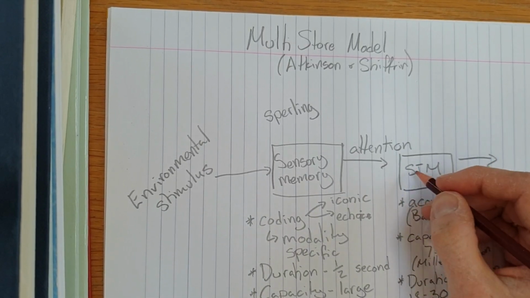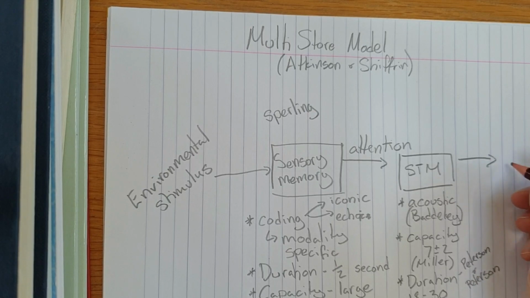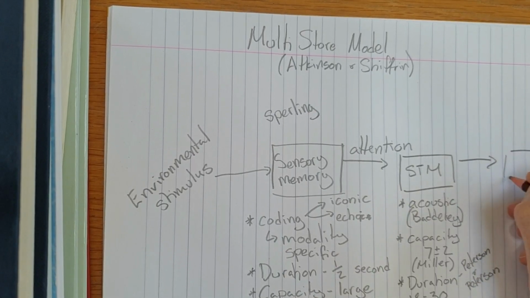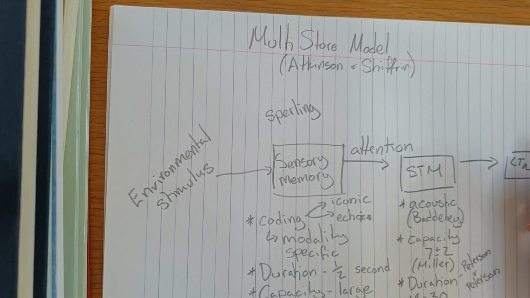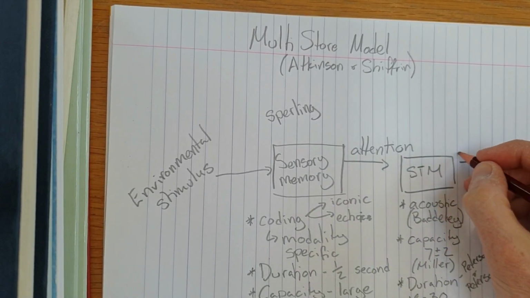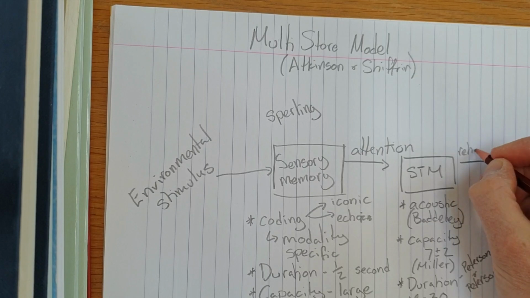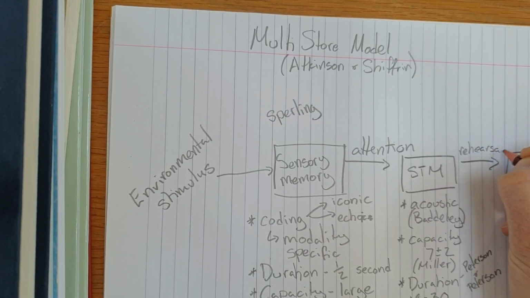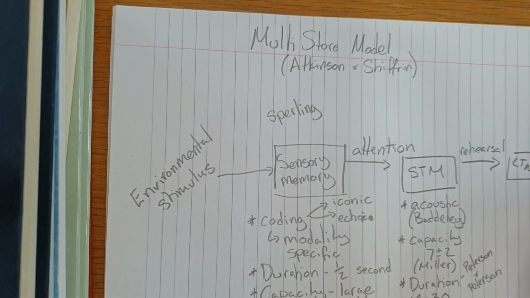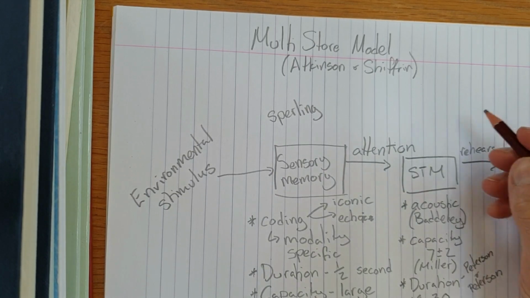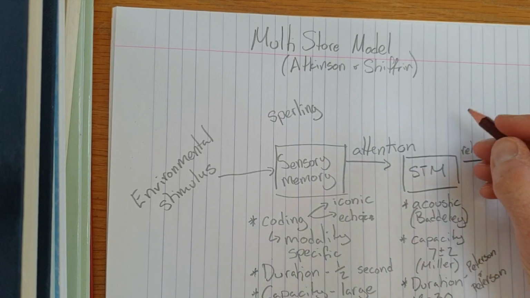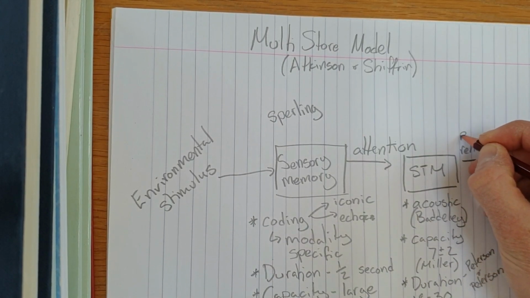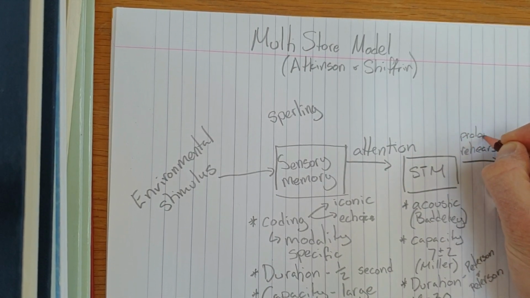To get information from the short-term memory into our next store, the long-term memory, we have to rehearse it. And Atkinson and Shiffrin say this rehearsal needs to take a long time. It needs to keep happening. You need to keep repeating things over and over to yourself. So we're going to use the word prolonged rehearsal.